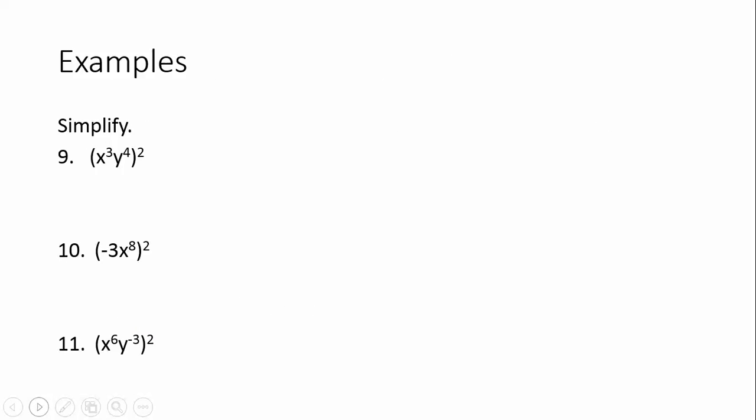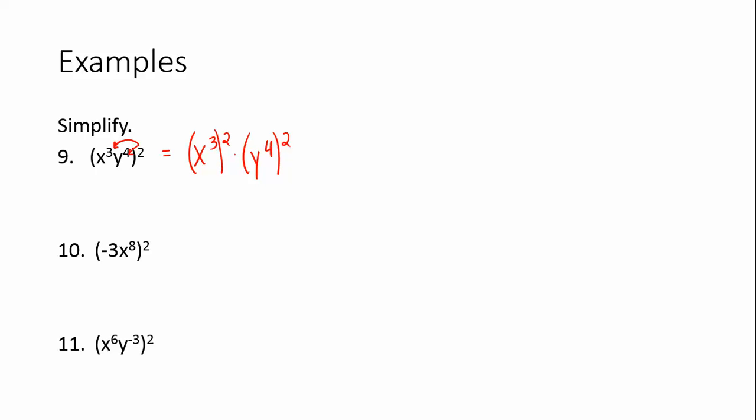Let's look at some examples of this type. First, we have x cubed y to the 4th, and it's all being squared. So I'm going to do a little bit of extra work here on this one so you can see that it's the x cubed being squared and it's the y to the 4th being squared.